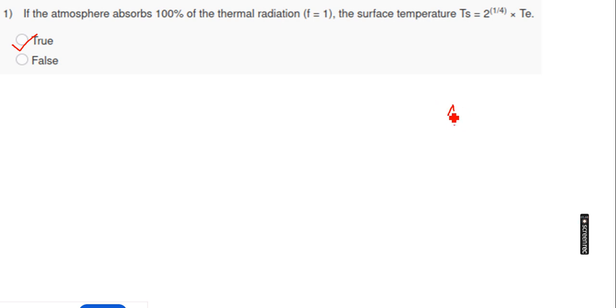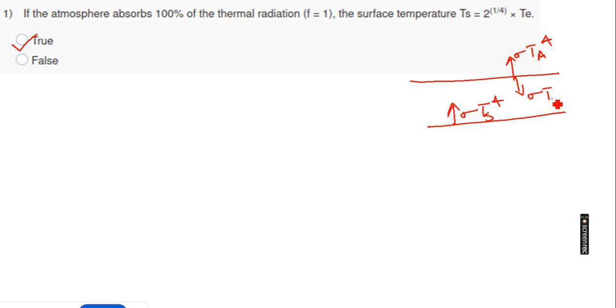So here we assume that whatever energy is being emitted by the surface, which is sigma Ts raised to 4, is being absorbed by the atmosphere, right? And then it is re-emitting it. That's what we assume here, which means the atmosphere is absorbing all the radiation. And from this assumption only we got the relation that Ts is equal to 2 raised to 1 by 4 into Te. That's what we saw just now. So this is actually true. The answer is true.